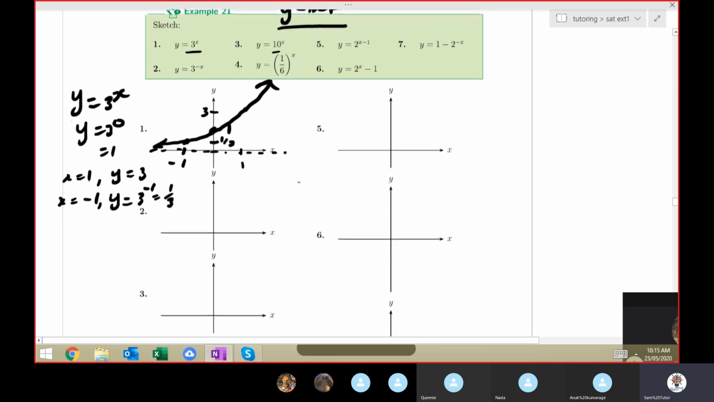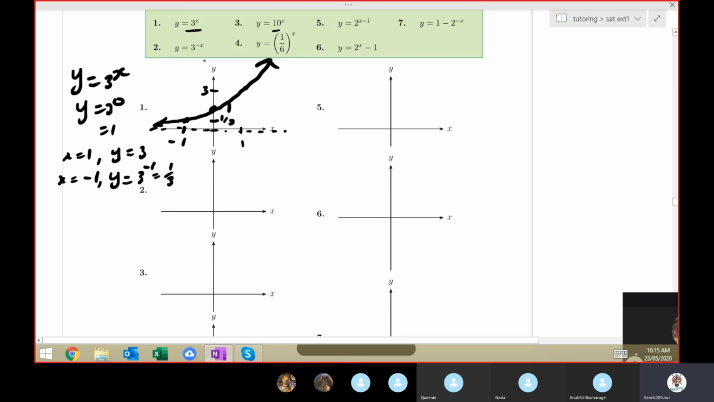Okay, there's no questions. Number 2, y equals 3 to the negative x. How would I draw that? Anyone have any idea of what the negative would do to the x? I think Novak, you should know. You were just working on this yesterday. Wouldn't it flip? Flip how? Is it down or sideways? Sideways? Correct.